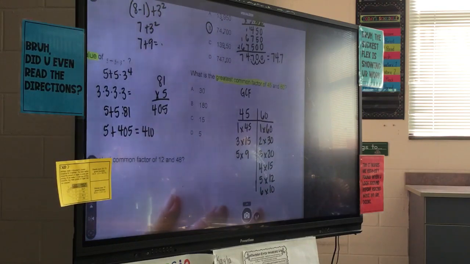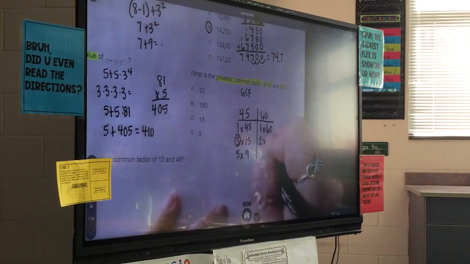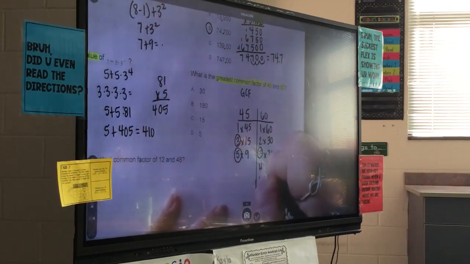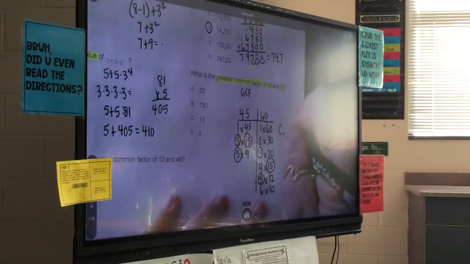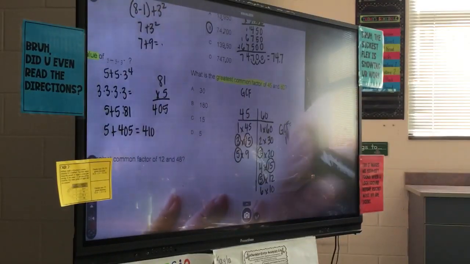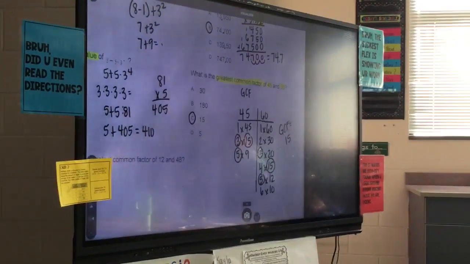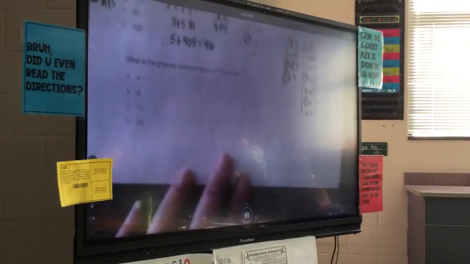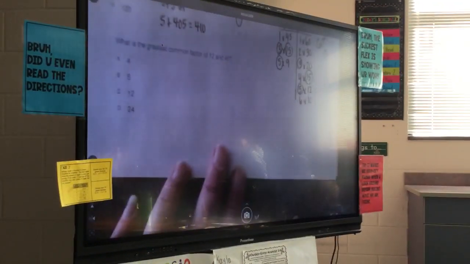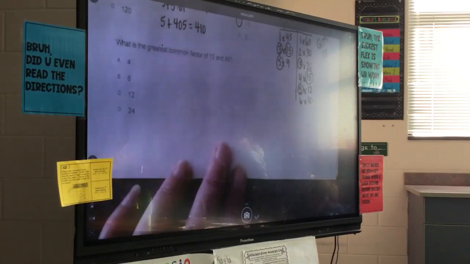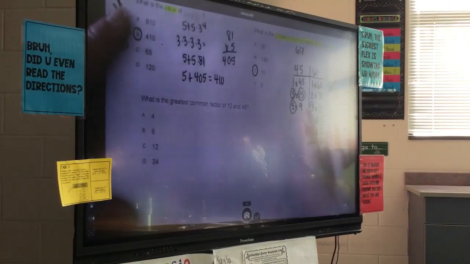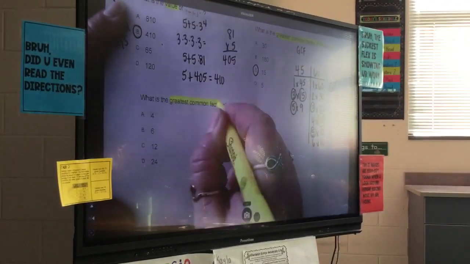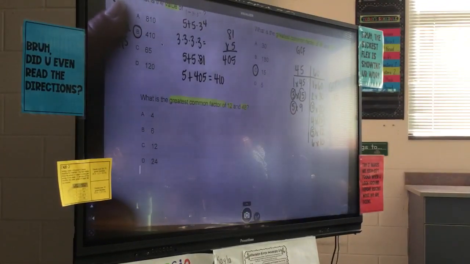All right, so now we go in and we find our common factors. And so what is our GCF here? 15. All right. The next one down here on the bottom. Same type of question. So what is the greatest common factor, also known as what? GCF.